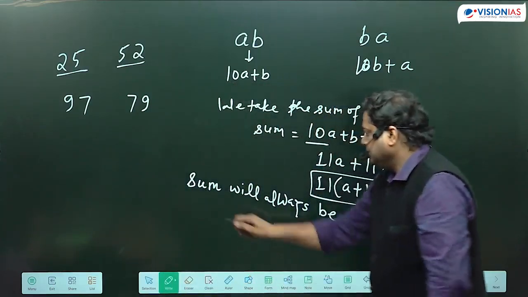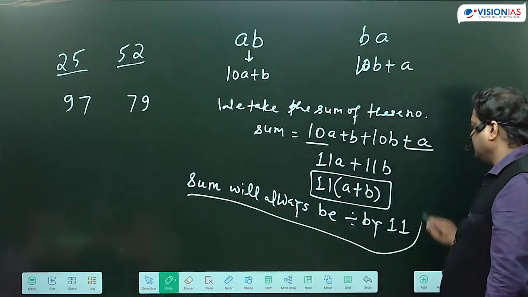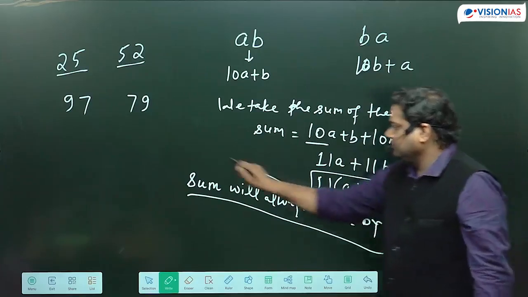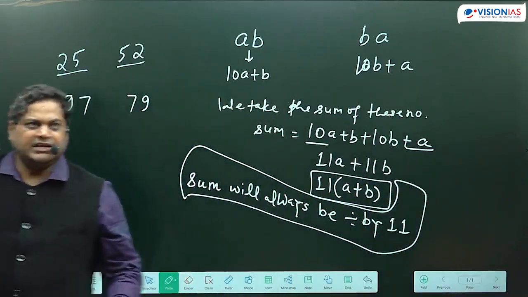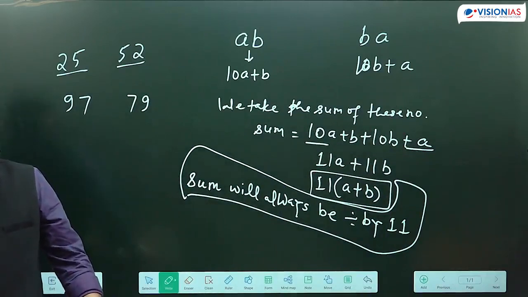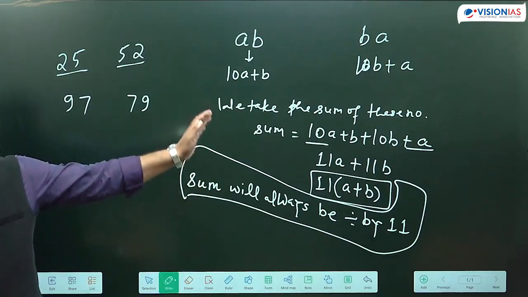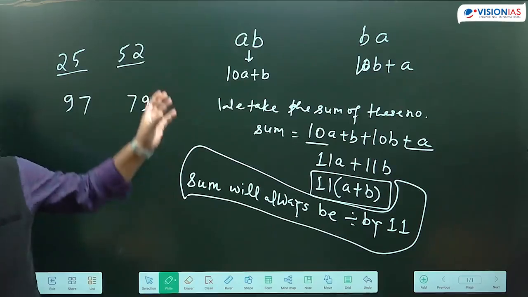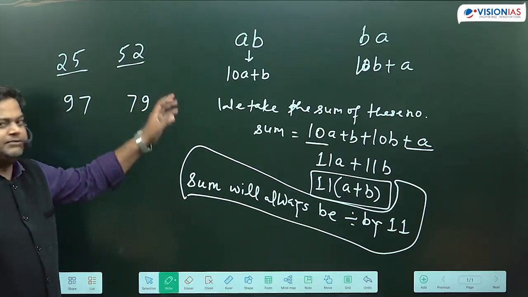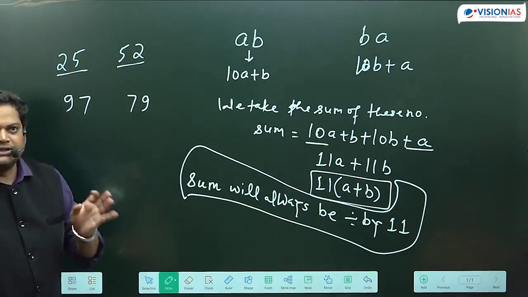So this is true for 2-digit numbers. We have seen two observations for 2-digit numbers when we are reversing the digits. First, we have taken the difference. Second, we have taken the sum. And we have seen that this difference and this sum will always be divisible by some numbers. And what are these numbers?